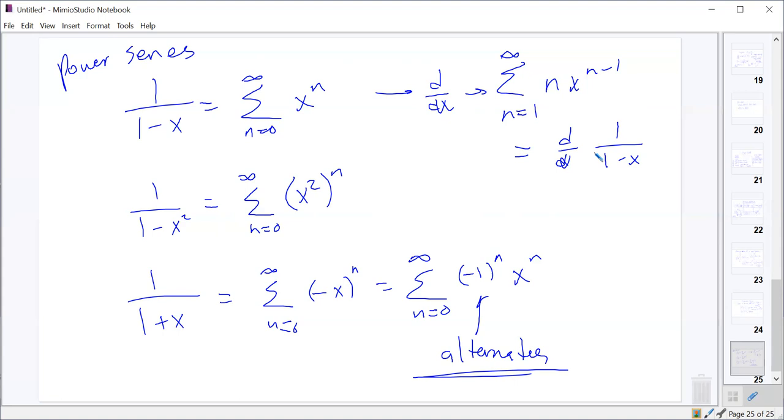Just remember that when you are integrating, let's suppose we were going to integrate one of these. Let's just integrate the series for 1 over 1 minus x.